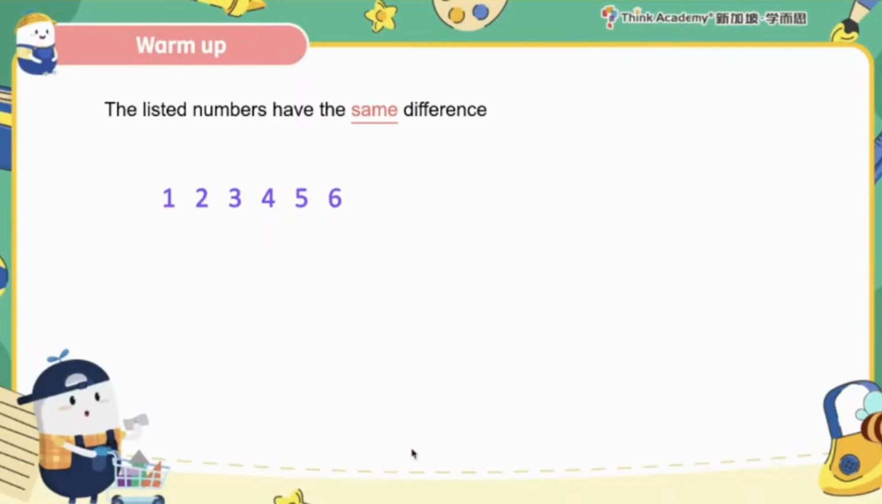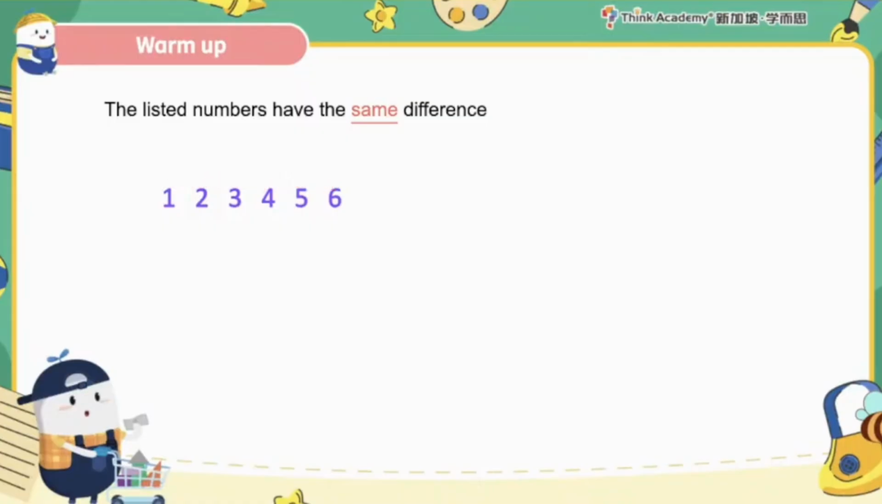The listed numbers have the same difference. This is because you can see 1, and 1 plus 1 is 2, plus 1 is 3, plus 1 is 4, plus 1 is 5, plus 1 is 6. Every time, the difference is just 1, right?